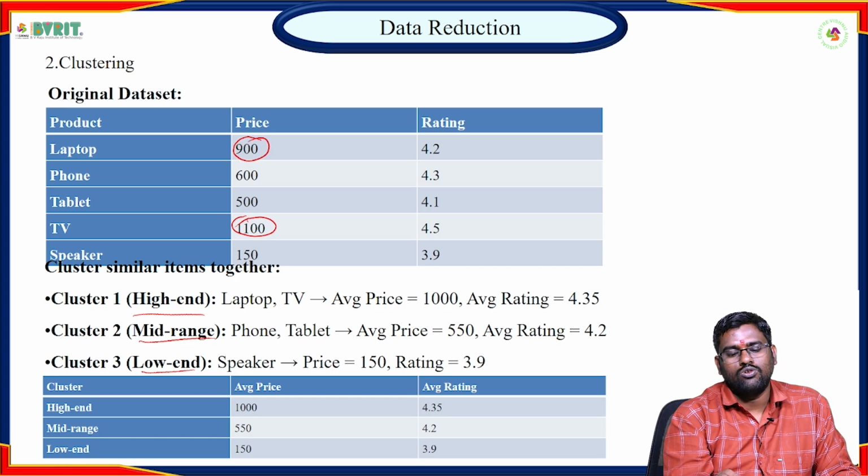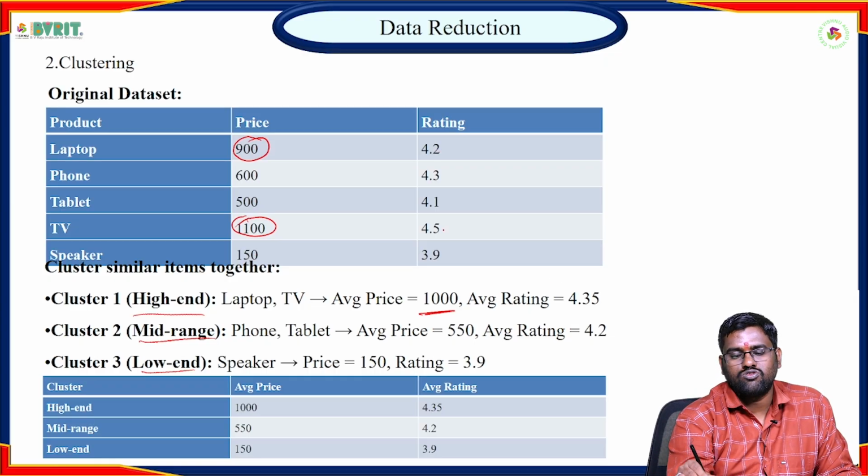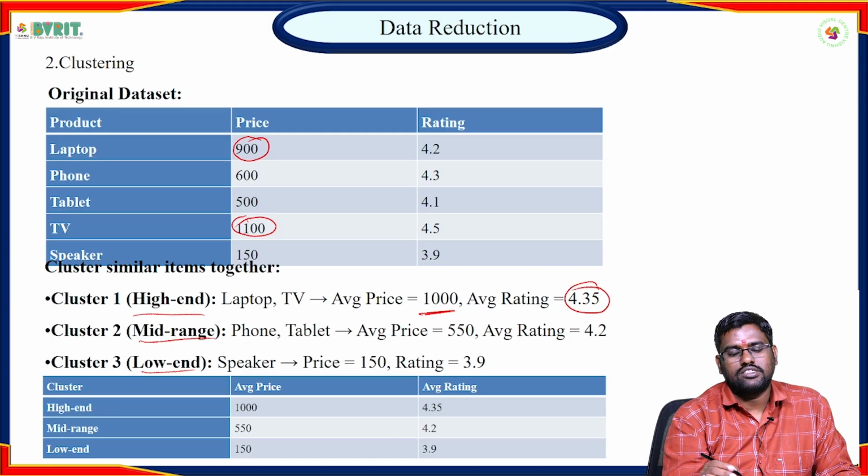Now we combine those 2 values, laptop and TV. 1100 plus 900 divided by 2: total 2000 by 2, that value is 1000. And the average rating value: 4.2 plus 4.5 by 2, that is 4.35.